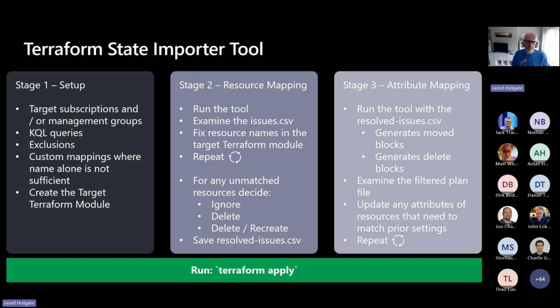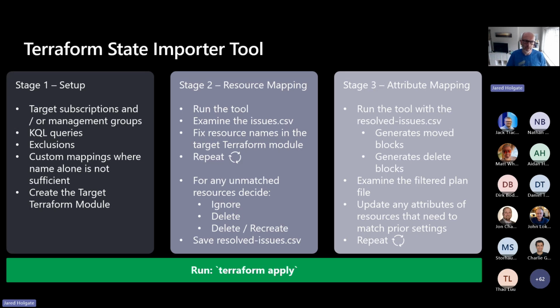So the second stage is resource mapping. So we're mapping one resource from Azure to your module. So like a storage account or a virtual network or a subnet, whatever it might be, that's basically got an ID in Azure. You're mapping that to what's in your new Terraform module. You run the tool to do that, and it'll spit out a CSV file with everything that it can't match on. And then basically you can go back to your Terraform module, update the names of the resources so that they match what you're expecting them to be from Azure, and repeat that on a cycle.